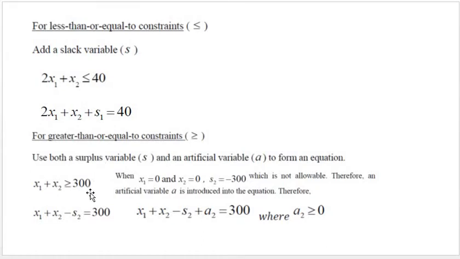So for example, x1 plus x2 greater than or equal to 300 can be converted into an equation of the form x1 plus x2 minus s2 equal to 300. So here, when x1 equal to 0 and x2 equal to 0, s2 equal to minus 300. So this is not possible. Therefore, introduce an artificial variable a. So we get x1 plus x2 minus s2 plus a2 equal to 300, where the artificial variable assumes a positive value.